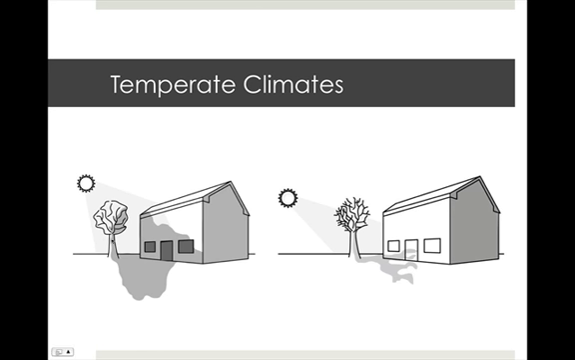Trees that lose their leaves are great in temperate climates because, as you can see in the summer, when the sun is hot, the tree works to shade the majority of the house, and then they lose their leaves in the winter when you want more heat from the sun and there's less shade on the structure.